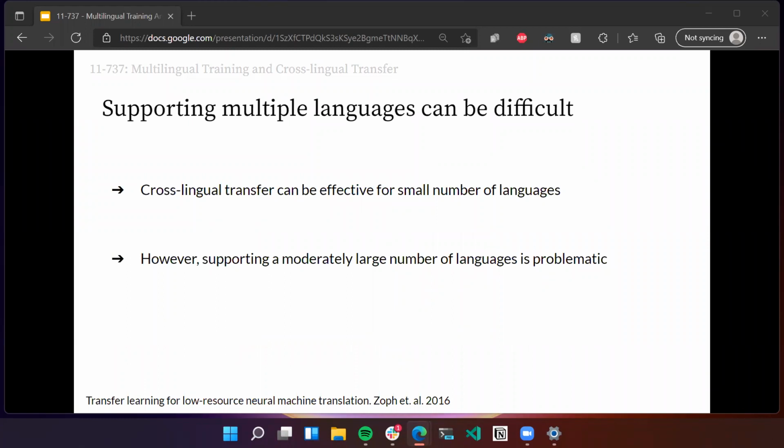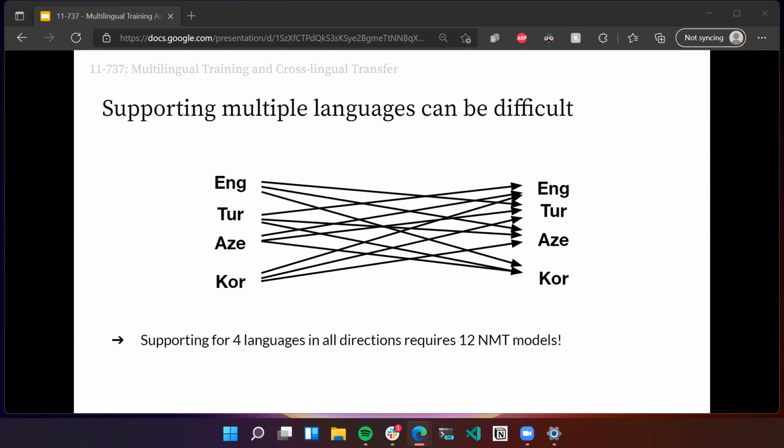I think in the original paper, they had improvements of over 5 BLEU points for all the low resource language pairs considered. However, the problem with cross-lingual transfer is that supporting even a moderately large number of languages is problematic. Consider the case where we want an MT system that supports these 4 languages in all directions, except the self pair. To do so, you require 12 MT models. And in general, MT requires O(n squared) models for n languages considered, which can become quite troublesome for a large number of languages.